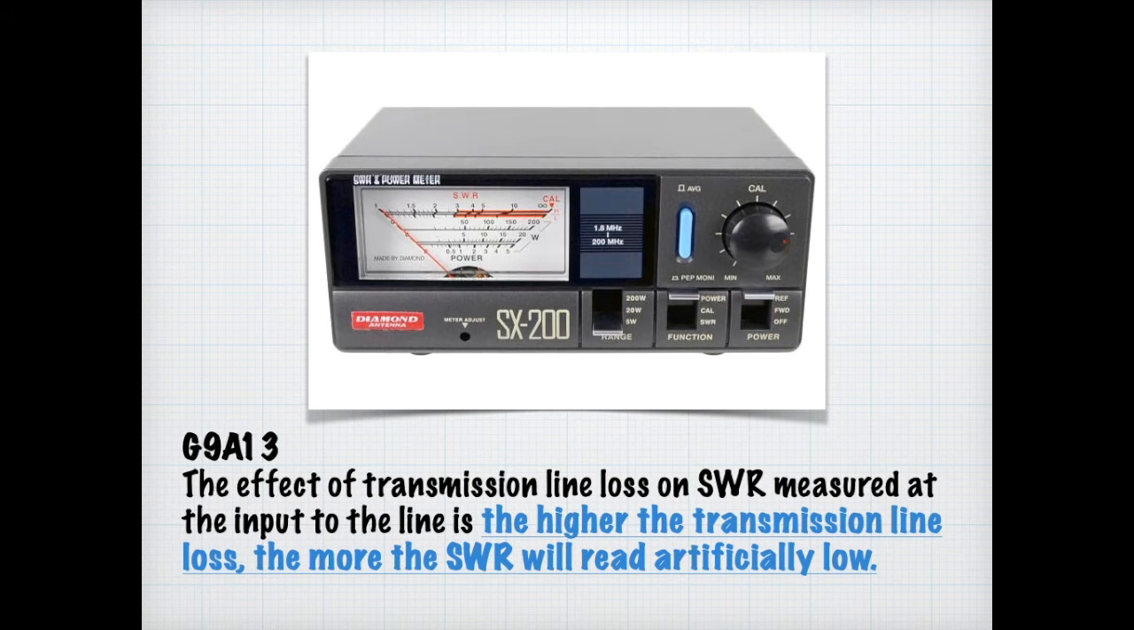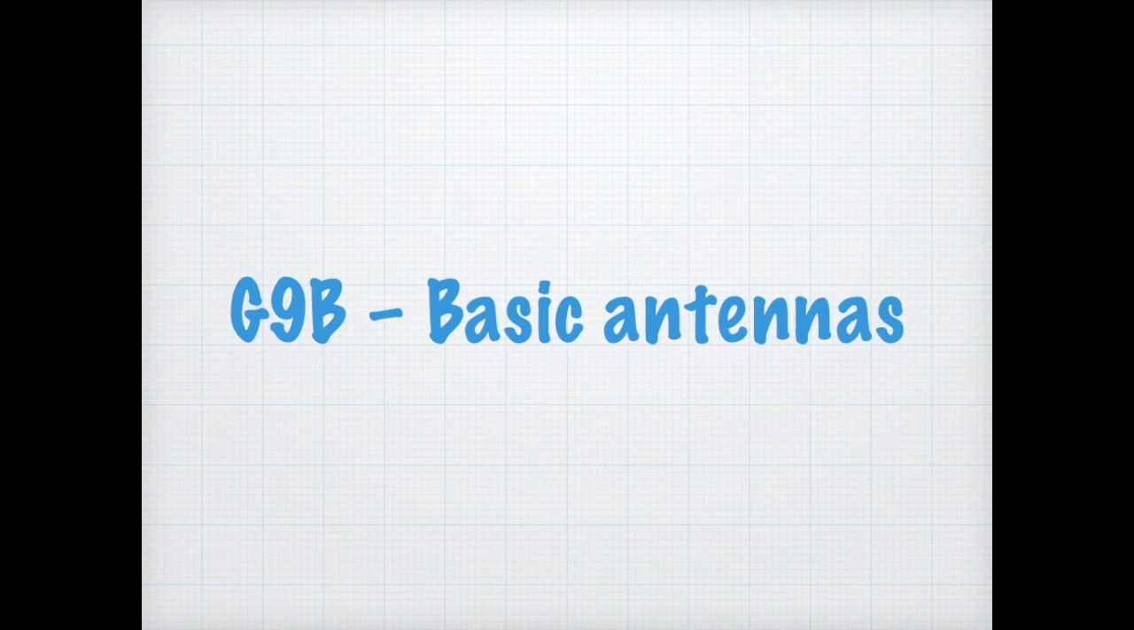And finally, we need to know that the effect of a transmission line loss on standing wave ratio measured at the endpoint or input to the line is the higher the transmission line loss, the more the standing wave ratio will read artificially low. We want a 1:1 match. That's perfect, but in reality, we never get perfect. So next up is our basic antennas, general section 9B.